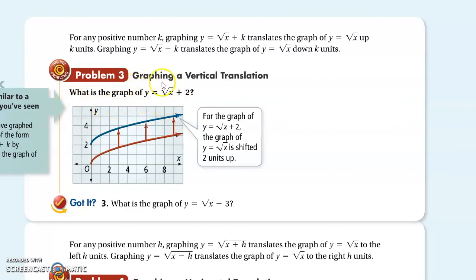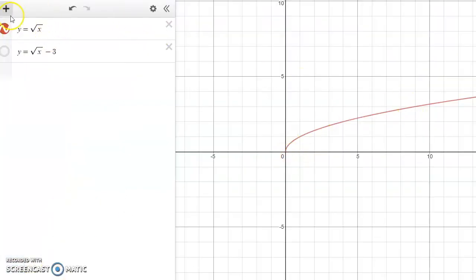If this guy right here was my parent function and I add 2 at the end, what do you expect to happen? Well, it's going to go up 2. Literally every point from the red line just moved up 2 and formed a new blue line. All right, so that one's pretty nice and easy to work with. What about this graph for y is equal to square root of x minus 3? Well, if this red line is my parent function and I just subtracted 3 from the bottom, it looks like it's just going to move down 3.